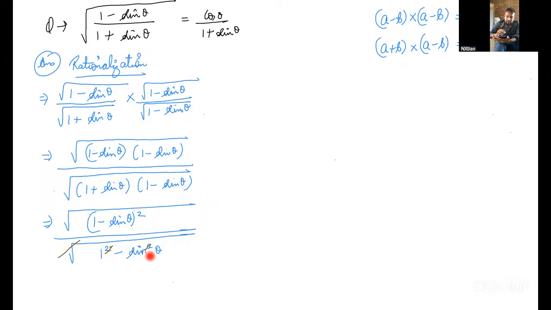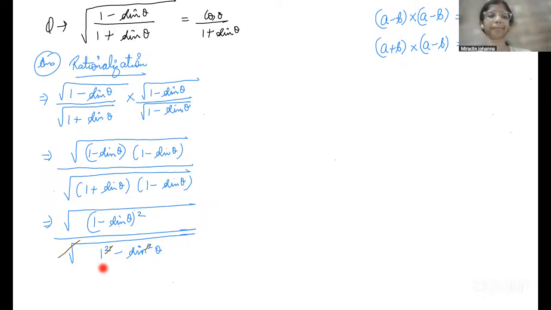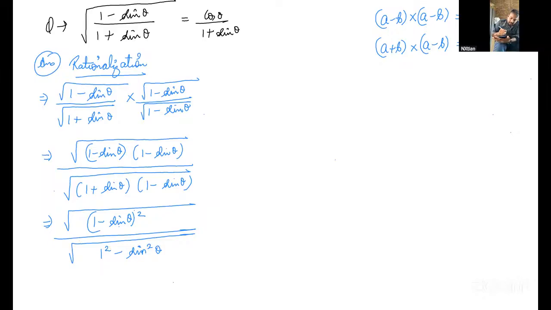I'm repeating again. If a whole square is there, then you can cut it with this root. But if a single square is there, you can't cut it. You have to do something else. Okay. So you can simply cut this square with this whole root.